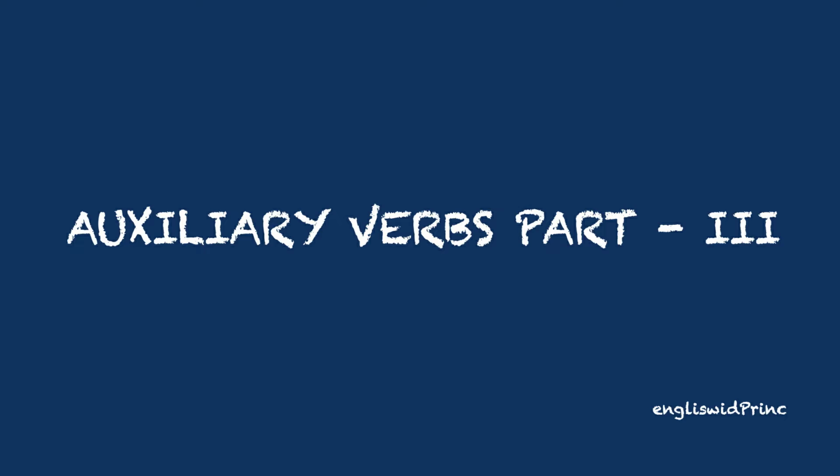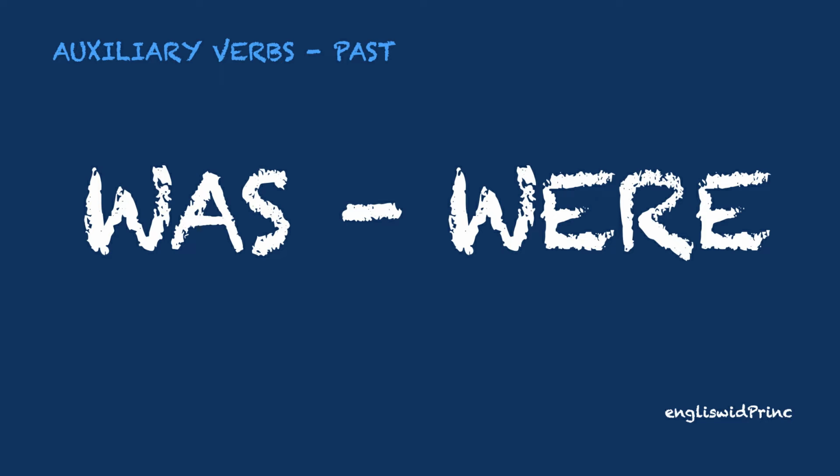In this video, we are going to learn two auxiliary verbs. The first one is was and the second one is were. Let us see how native speakers or English speakers use these auxiliary verbs to make their conversations simple and easier. We use auxiliary verbs was and were to refer to past tense.